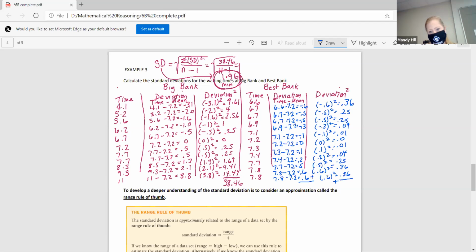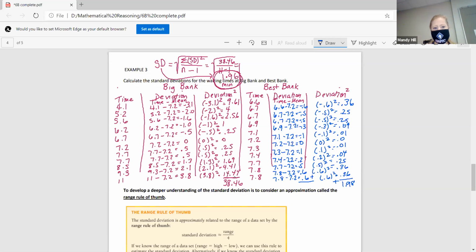Then you're going to take this category and add everything up, and the sum of that is 1.98. We talked earlier about how there's a difference between Big Bank and Best Bank in that Big Bank had a very wide range of wait times. If you look at their sum, that number is a lot bigger here. Best Bank only went from 6.6 to 7.8. That's not as spread out. And their standard deviation squared is also just 1.98 compared to this 38.46.